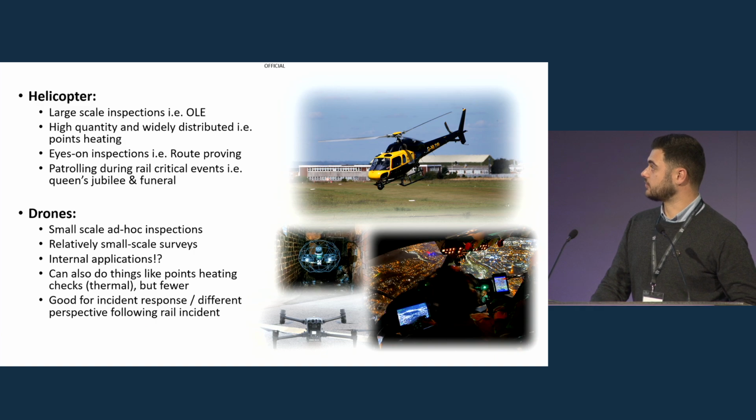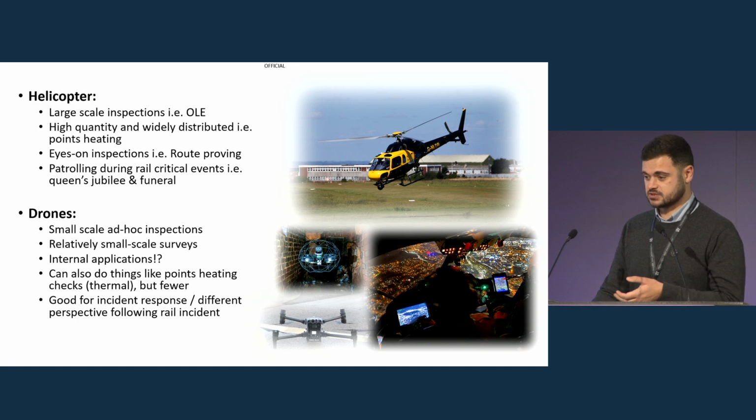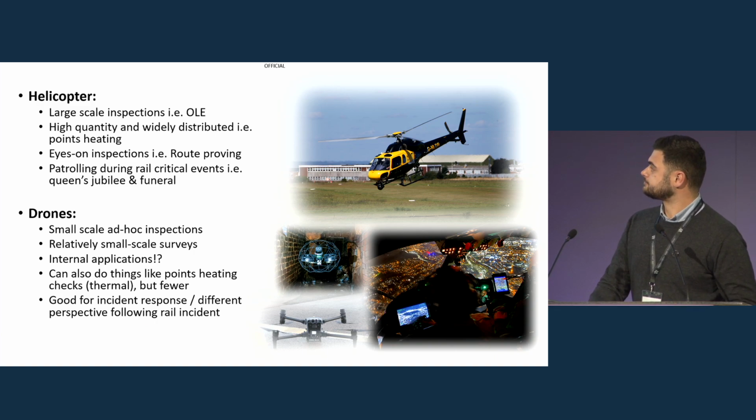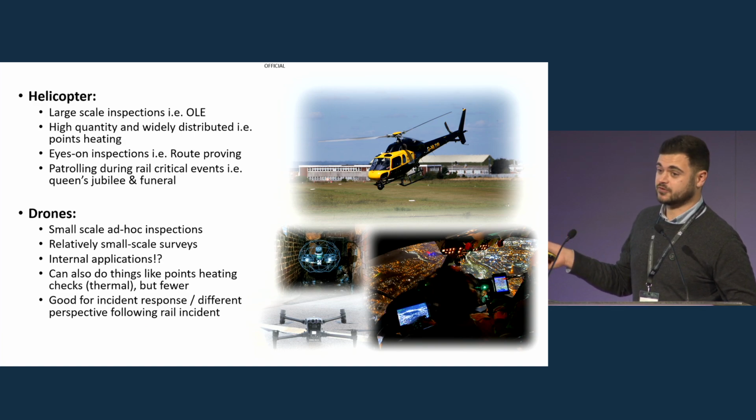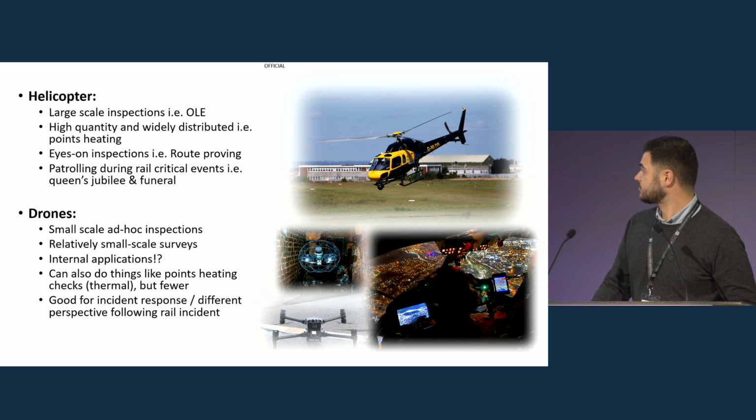Drones, on the other side, offer more in terms of small-scale ad hoc inspections, so you can do stuff like OLE, P-way inspections, look at clips and sleepers and railhead conditions in the autumn. You can look at leaf fall, all that kind of stuff. Relatively small scale at the moment. You can also use them internally. I don't know if this has a pointer. You can see this drone here in a cage. They can be flown in culverts. They can be flown in tunnel shafts, those kind of environments. So lots of different capabilities available with drones. They're also good for incident response. So we've seen increasingly the use of drones for response to trespass incidents and stuff like that.